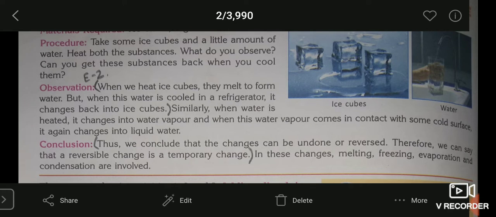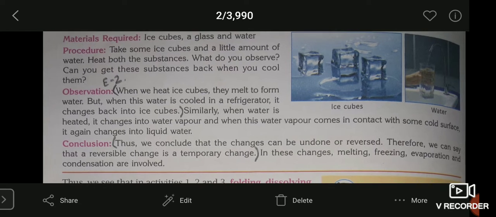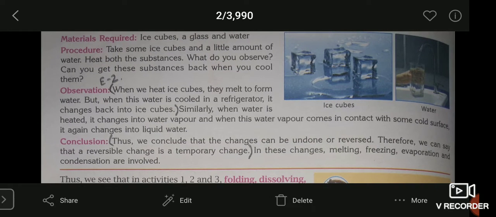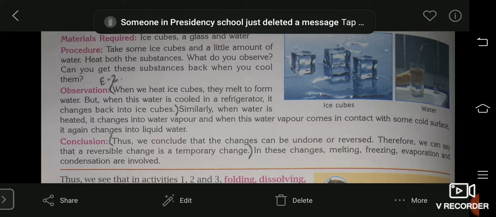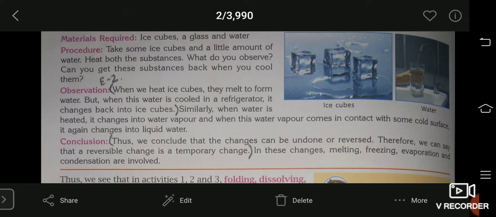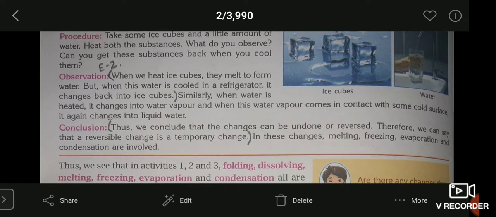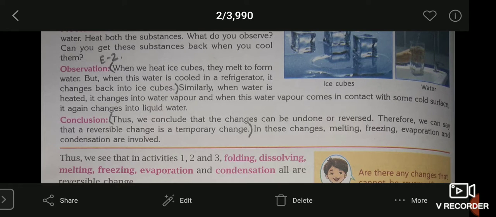Similarly, when water is heated, it changes into water vapor. And when this water vapor comes in contact with some cold surface, it again changes into liquid water. Thus, from this, we can conclude that the change can be undone or reversed. Therefore, we can say that a reversible change is a temporary change. In this change, melting, freezing, evaporation, and condensation are involved.